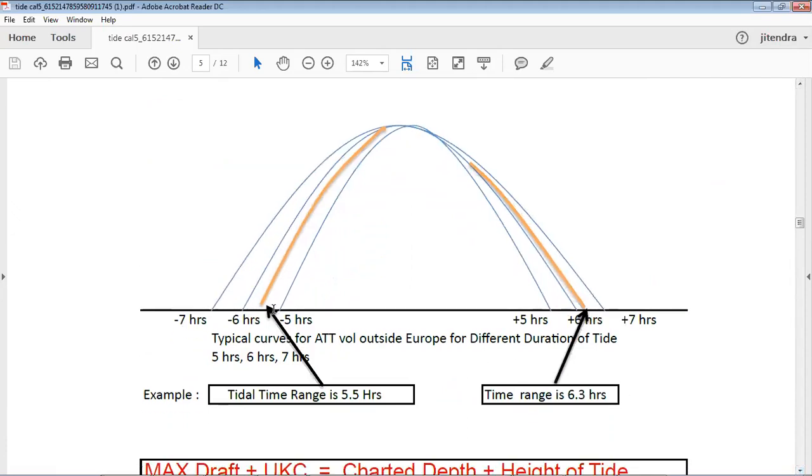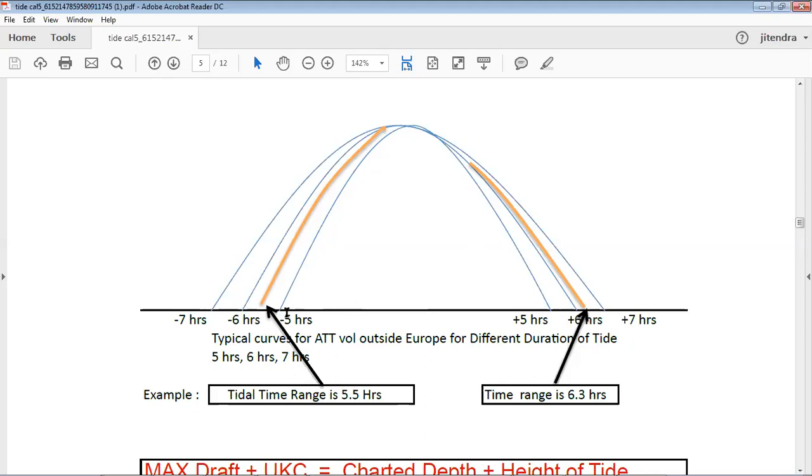For volume 2 and 3, there will be only one curve. Like for volume 1, we had a separate curve, a separate graph for each standard port. But in volume 2 and 3, there will be only one curve for the full book. Volume 2 will have one curve, and volume 3, the full book, will have one curve. And the curves will be like this. So it will be from 5 hours, 6 hours, and 7 hours. So suppose the time range is 5.5 hours, and we also have to see if the tide is rising or falling. So this is the rising tide, this is the falling tide, and this is high water.